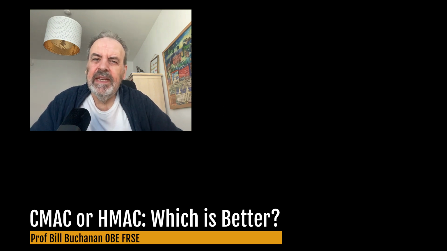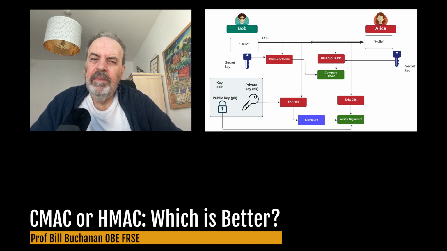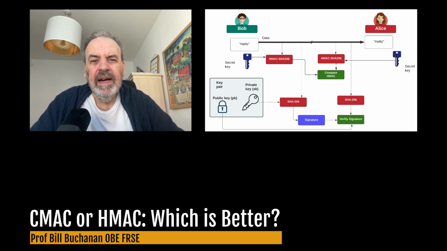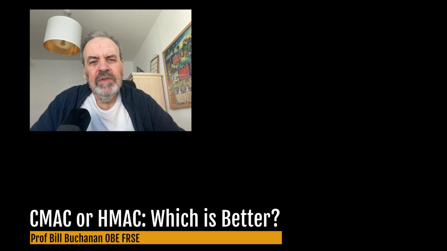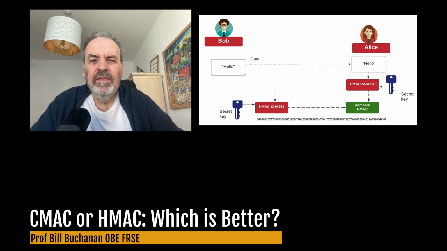With public key signing, we use a public key and a private key, where the private key will digitally sign a hash of a message, and the public key is then used to verify the signature. With a MAC, we use a shared symmetric key, and Bob and Alice will have the same shared secret key. HMAC. HMAC is a message authentication code that is used to verify the integrity and authentication of a message.